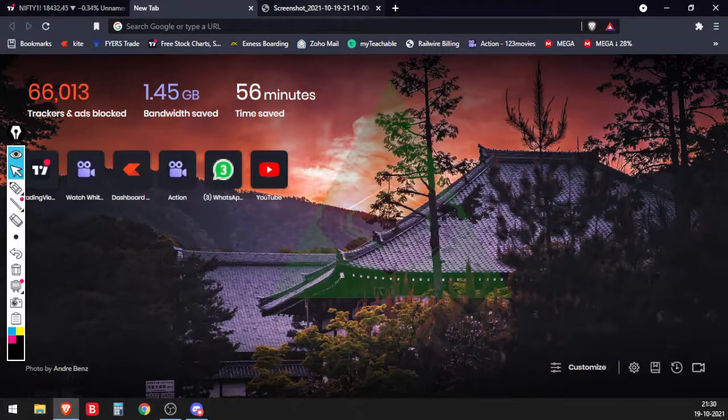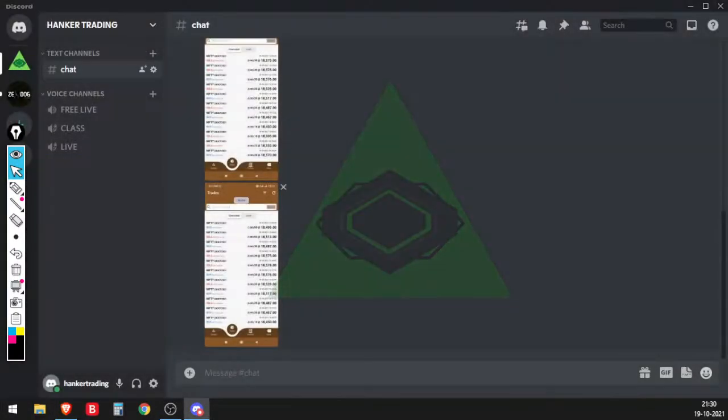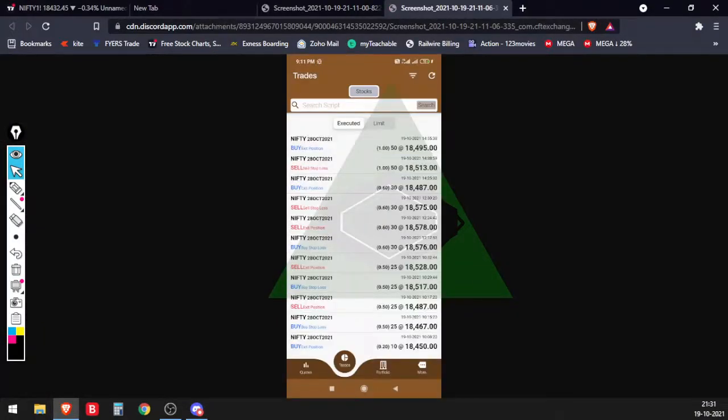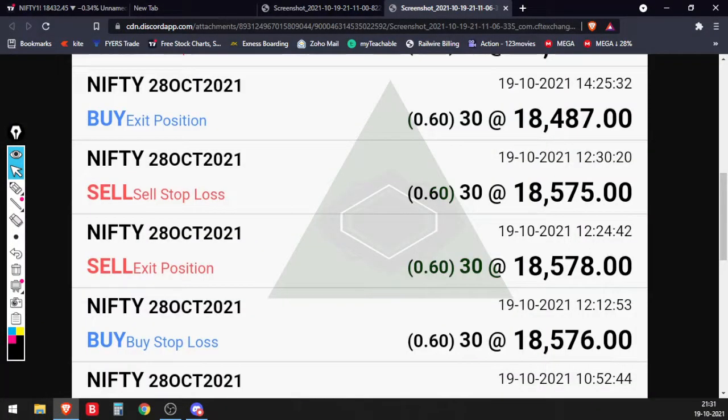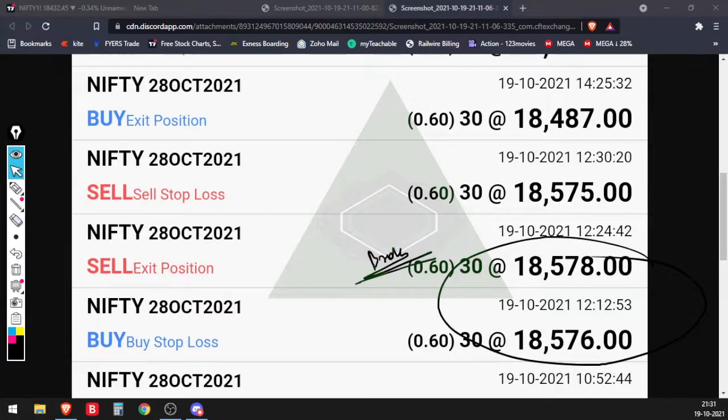So we will go to our Discord app where I have shared all my entries and exits. Here it is, open original, and it is going to show you on the screen. So we have just discussed these two where it hit my break even point, okay. So the next trade is the one we are going to discuss.